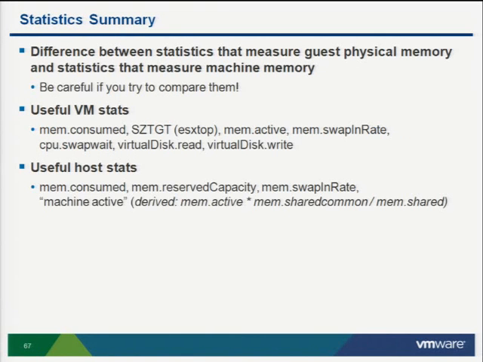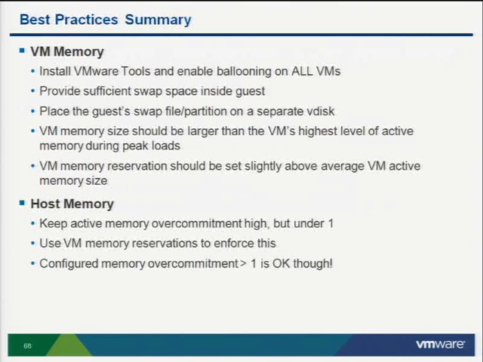With statistics, you'll see the useful ones here. Again, be sure to keep in mind that there's a difference between physical memory statistics and machine memory statistics. Finally, all the best practices we talked about. Enable ballooning, provide sufficient swap space, so on and so forth. Keep that active memory overcommitment metric in mind. Make sure you're not going too close to it.